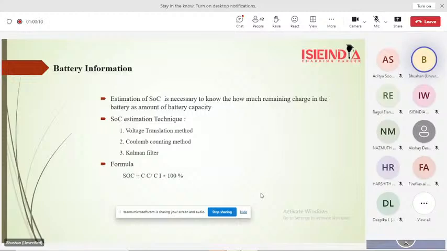Now, the battery information: what are you seeing in the display? In the electric vehicle, we see the state of charge, because that tells us how much charge is present in the vehicle. Based on the charge, we decide how to proceed: if it is 0%, the vehicle will not move forward, and if it has been charged to 100% and above, we need to disconnect the charger. This is the common process we need to do.